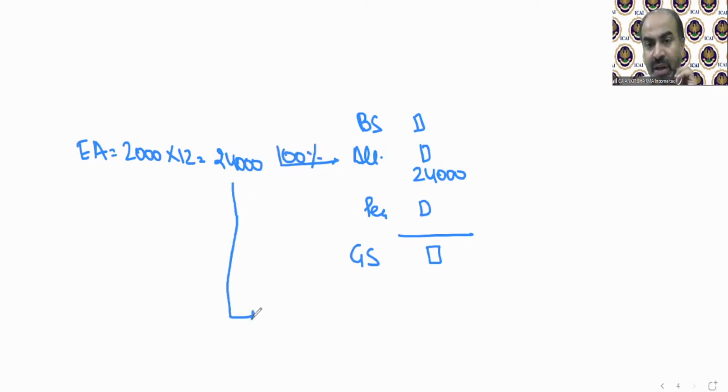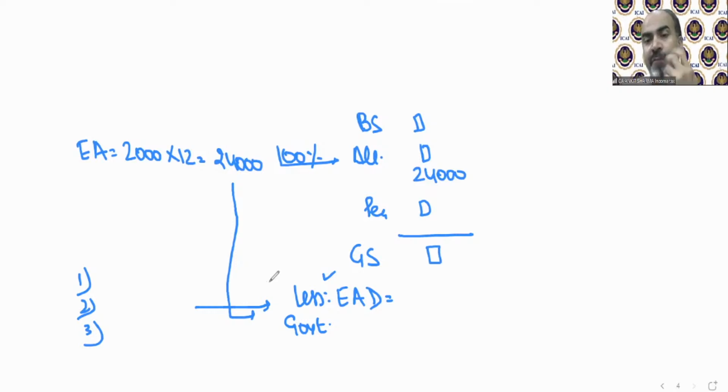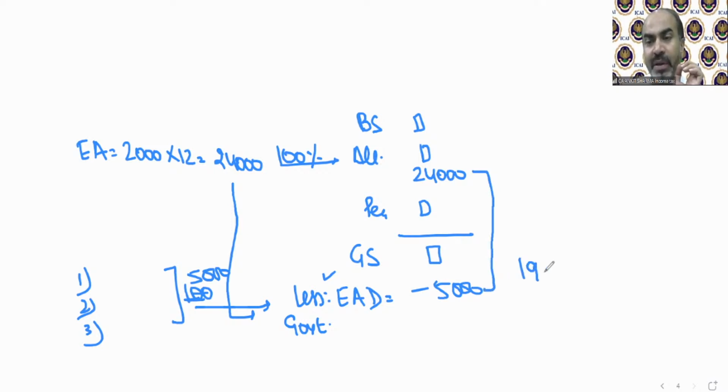But we can claim the entertainment allowance deduction from gross salary. And this is only available to government employees. That is not available to other employees. You need to find out 3 values. The lowest is going to be allowed as a deduction. Clear? For example, assume the lowest of the 3 is 5,000. Then 5,000 is going to be deducted from here. So technically, only 19,000 is taxable.